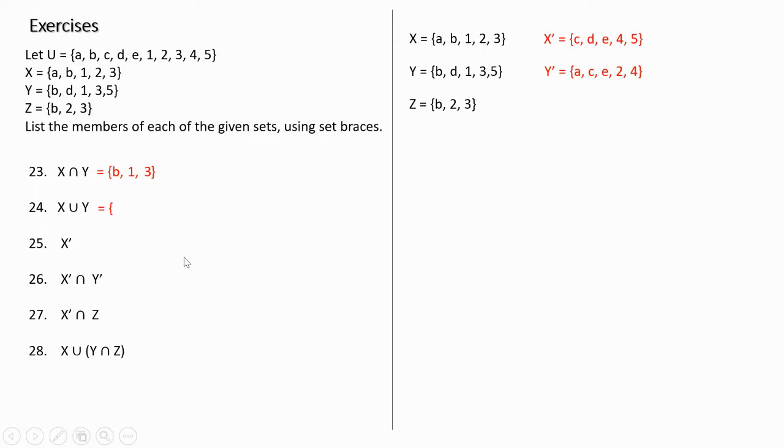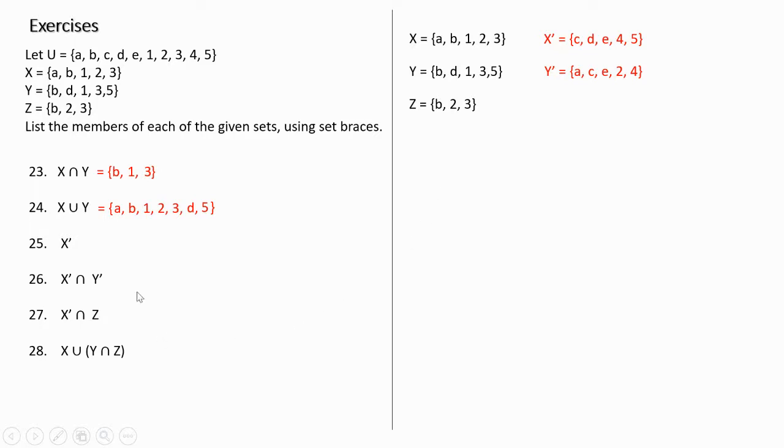Now for 24, like I mentioned earlier, the easiest way is to write everything in set X first. So we're going to put A, B, 1, 2, 3 from set X. Now we go to set Y, and if it's already in there, you don't write it again. You don't repeat it. Is B there? Yes. How about D? No. So we're going to put D. How about 1? It's already in there. How about 3? It's already in there. How about 5? No. So we add 5. That's my result.